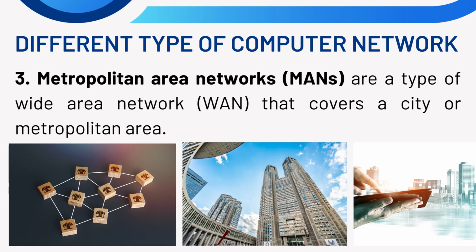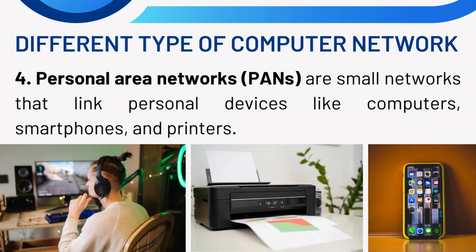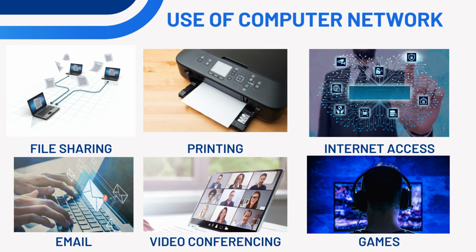3. Metropolitan area networks, MANs, are a type of wide area network, WAN, that covers a city or metropolitan area. 4. Personal area networks, PANs, are small networks that link personal devices like computers, smartphones, and printers. Computer networks are used for file sharing, printing of documents, Internet access, email, video conferencing, and games.